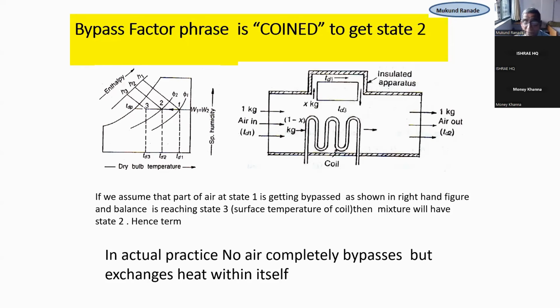So in actual practice, no air is completely bypassed, but exchanges heat within itself, and it is a mixture that comes out. So we should know that though the bypass factor term is used very conveniently and mathematically, actually there is no bypass of air which comes in at one temperature and goes out of the coil without change in temperature and RH.